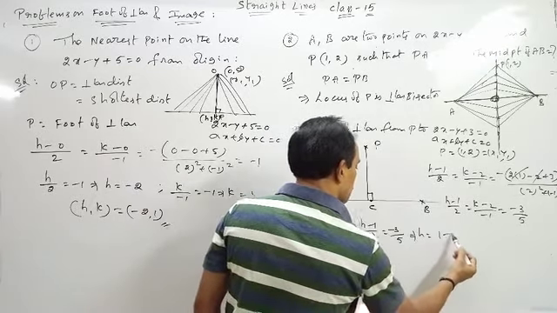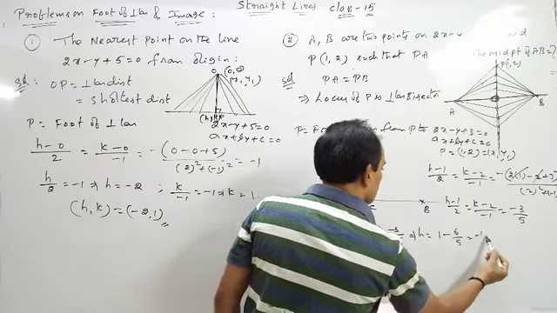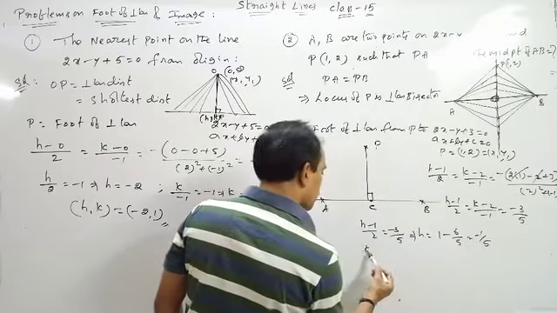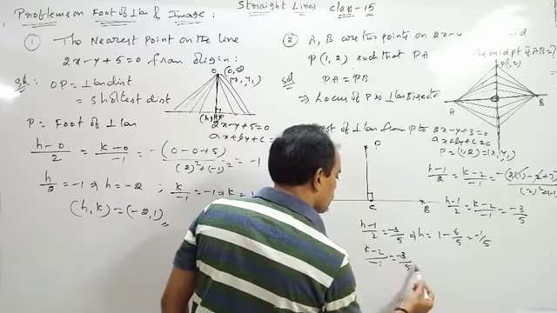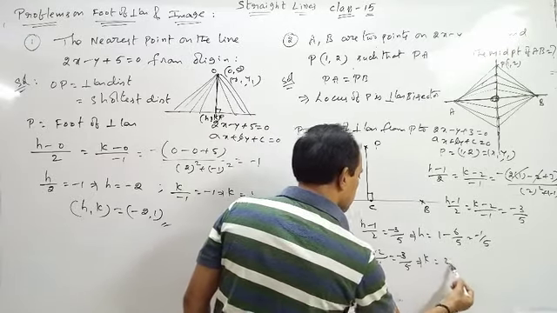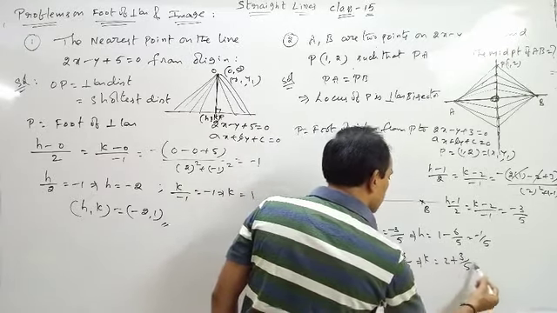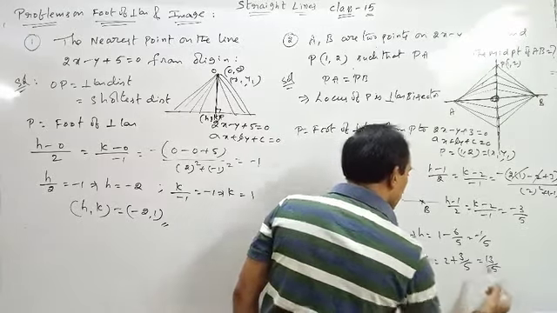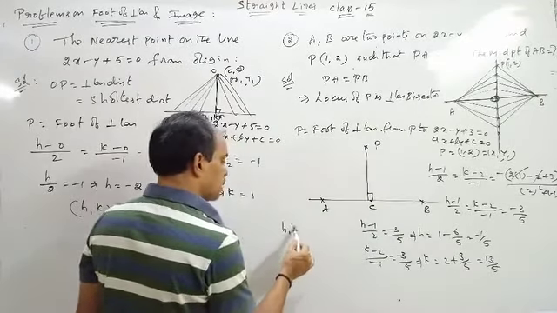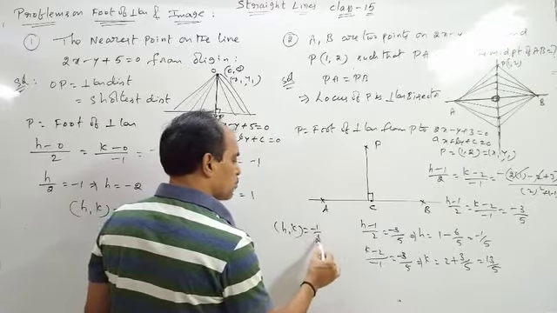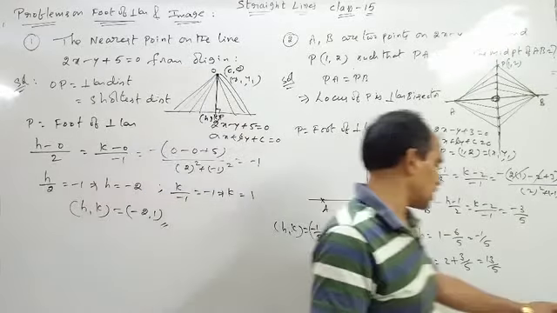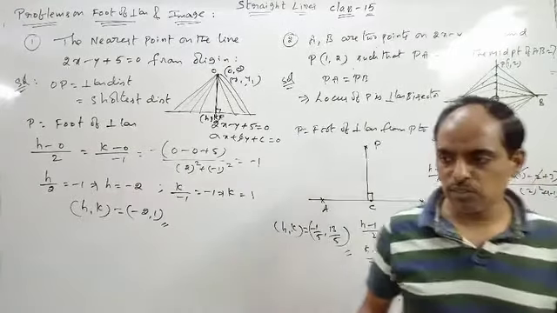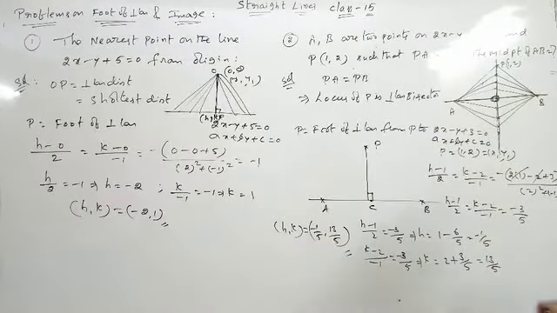Now h minus 1 by 2 is equal to minus 3 by 5. h is equal to 1 minus 6 by 5, that is minus 1 by 5. And k minus 2 by minus 1 is equal to minus 3 by 5, which implies k is equal to 2 plus 3 by 5, that is 13 by 5. Now what about h comma k? That is minus 1 by 5 and 13 by 5. This is the solution. See how questions can be given differently, with respect to the exam and objective purpose.